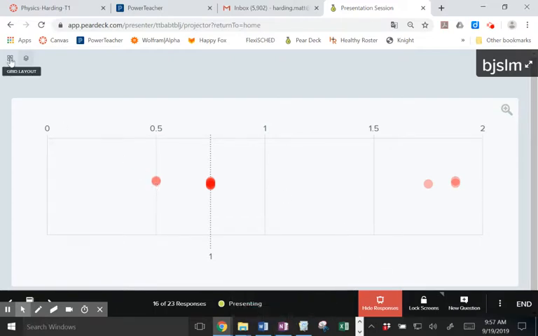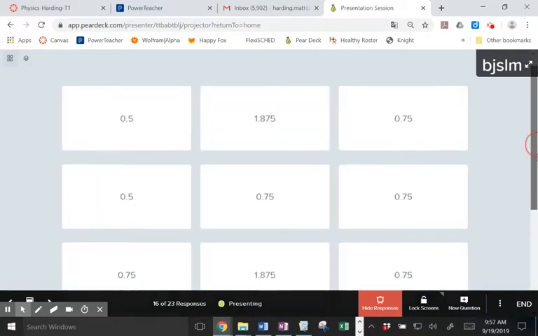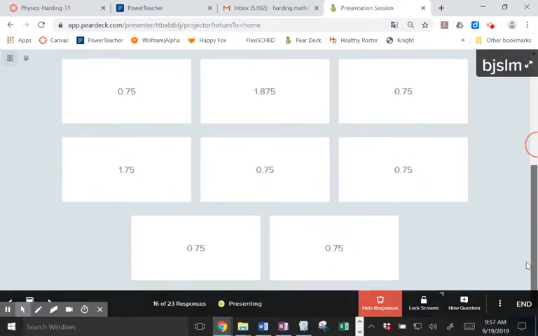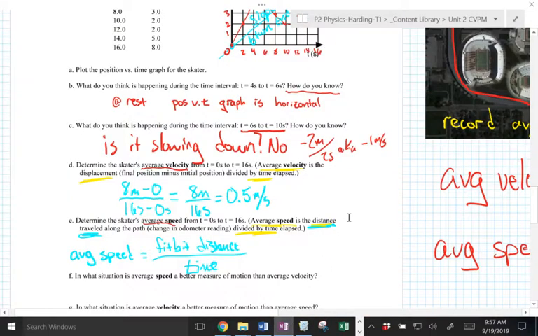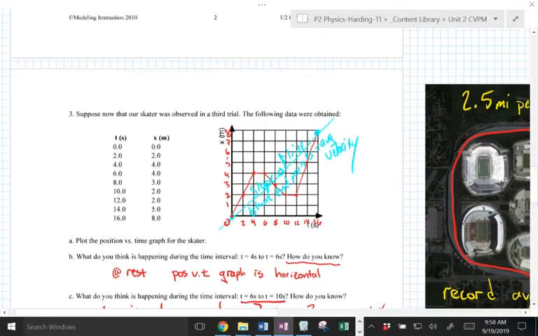I guess we can look at the individual answers. 0.5, 1.875, 0.75, 0.5, 1.875, 1.75. Okay, so these are all a little bit different. So when we're talking about total distance in this context, I want to take this graph and break it down into segments and look at how far did we travel in each segment. So let's see if I can get this thing to play ball here. There we go. All right.